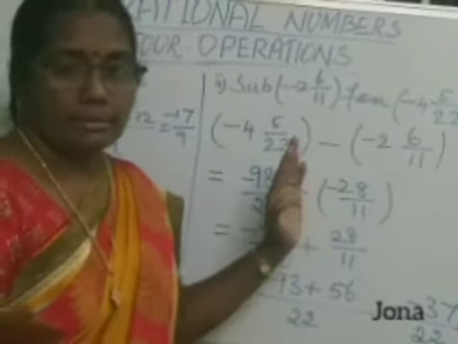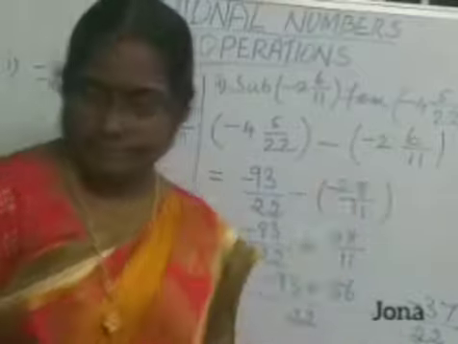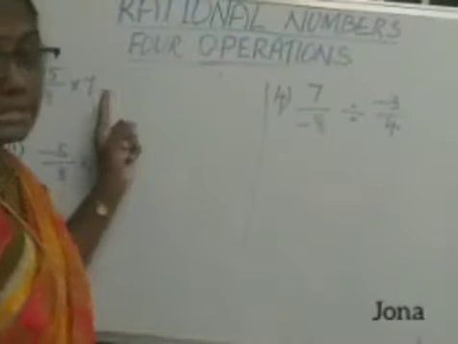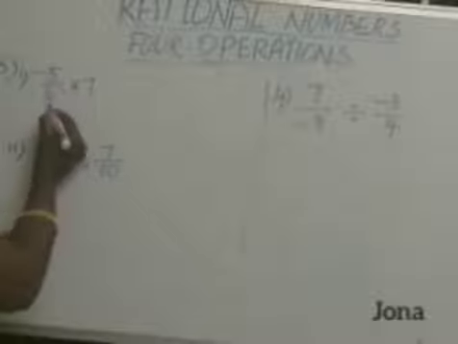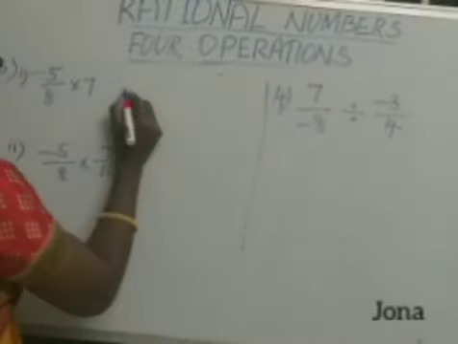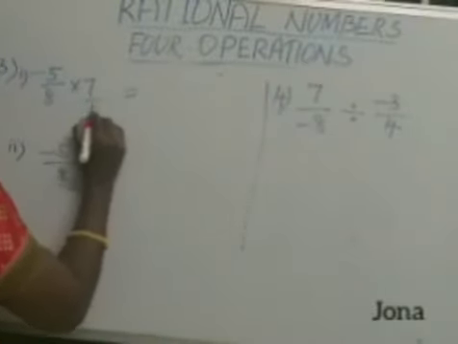Let us see about the multiplication and division also here. Now look at the multiplication problem: minus 5 by 8 into 7, it means here we have 1.